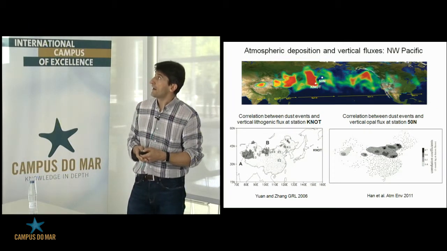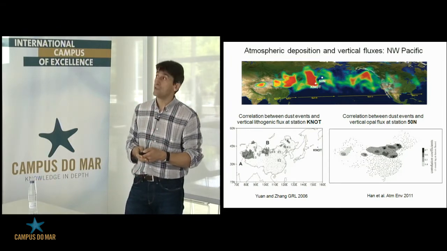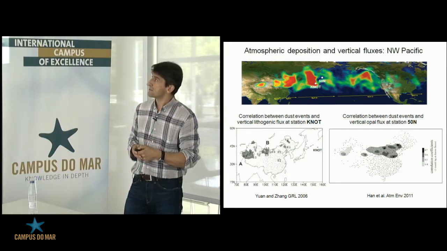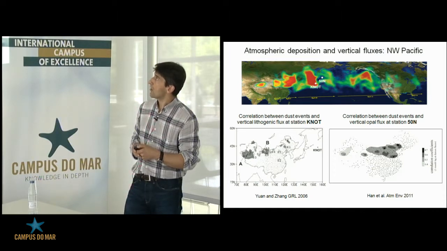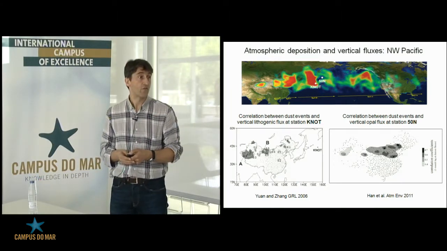Just to mention an example of the dynamics in the Pacific Ocean, again, this is an example of a correlation between dust events and lithogenic fluxes. That was measured at station Knot on the North Pacific, and also at station 50 North there has been a correlation observed between dust events and the vertical flux of opal.